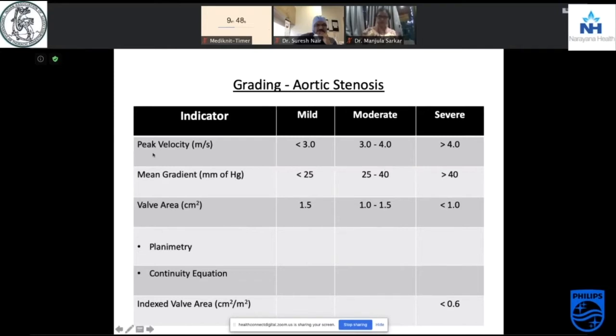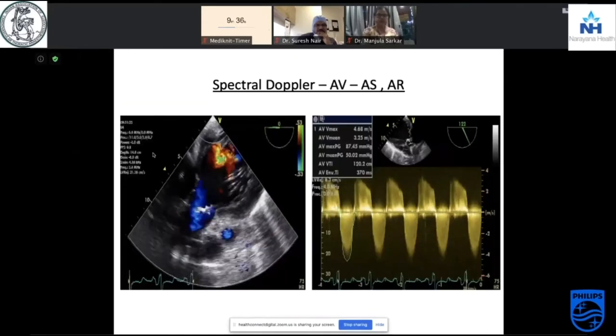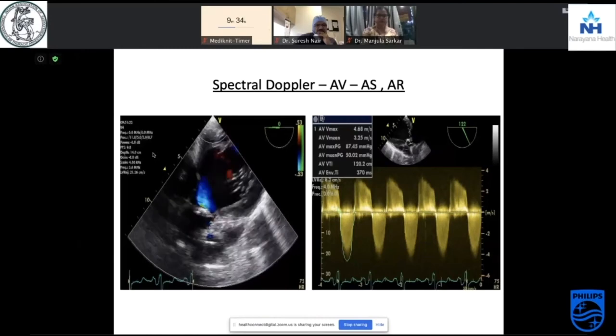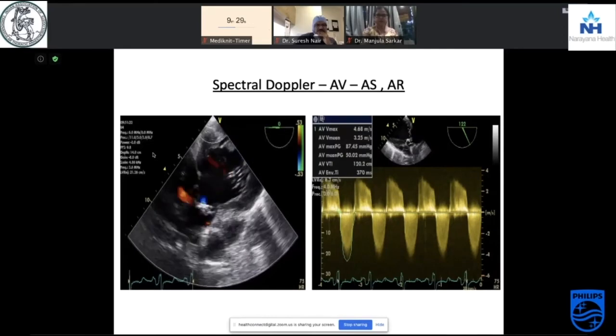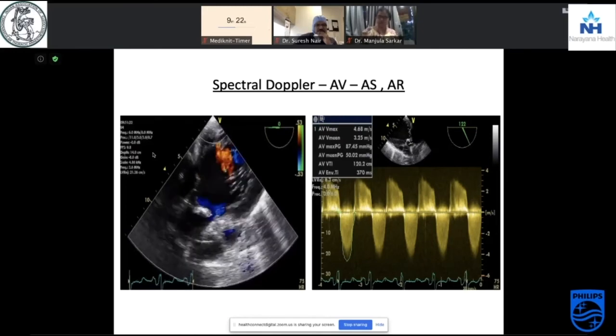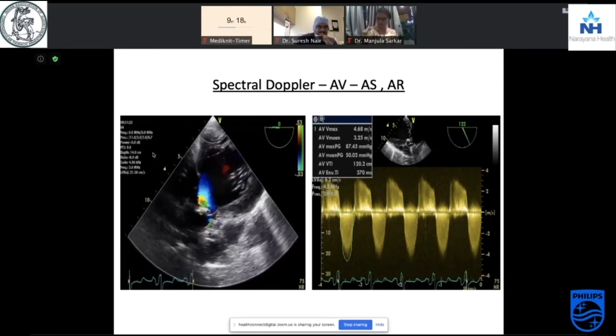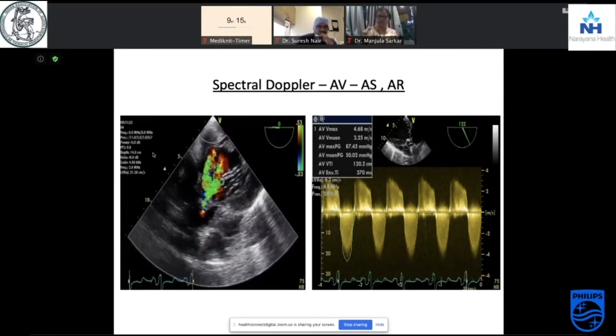For measurement of Doppler gradients, you will have to use the deep transgastric view or transgastric long axis view, and you will have to align the blood flow. Here is an example of severe AS, which shows a mean gradient of around 50. It's a deep transgastric view. You can also do that in the transgastric long axis view. Align the Doppler cursor, place the color flow Doppler just to make sure you are at the right plane, and then put the continuous wave Doppler.